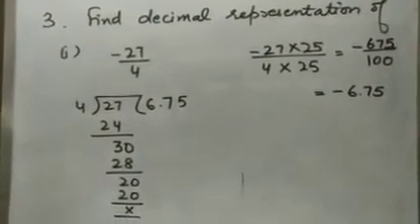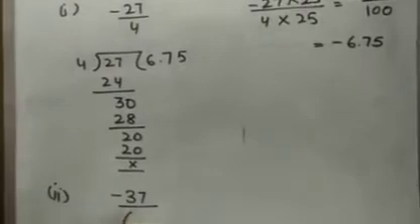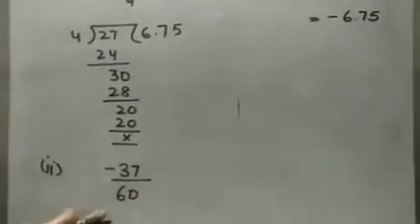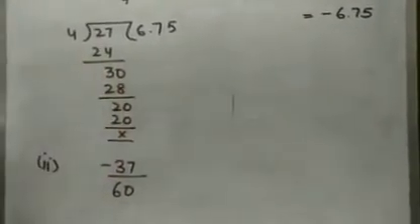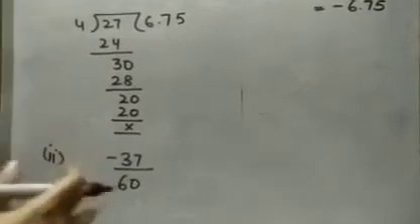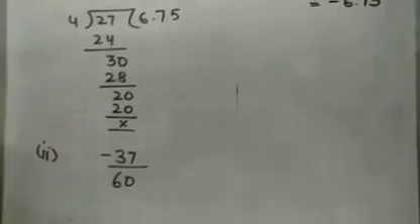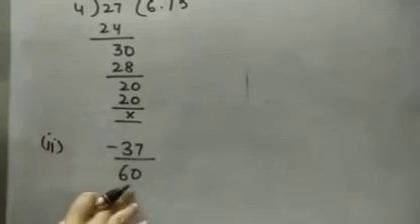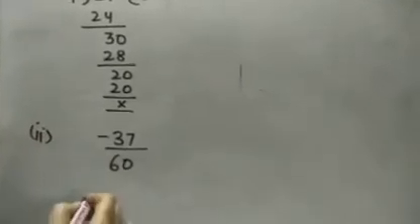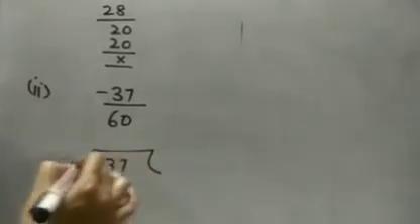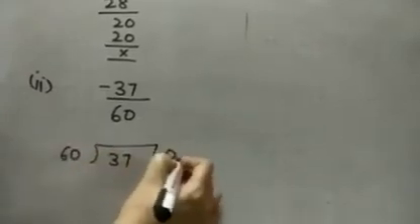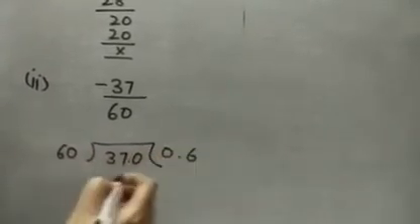Second, minus 37 by 60. In this question, we have to go only for the division method because 60 cannot be multiplied by any number to give a multiple of 10. It is not possible in the case of 6. So, we are going to divide 37 by 60. Not divisible. Start with decimal.